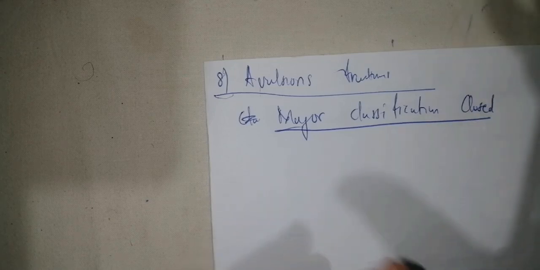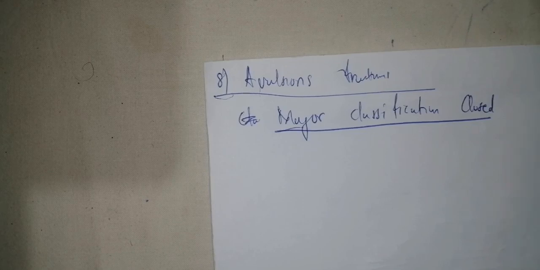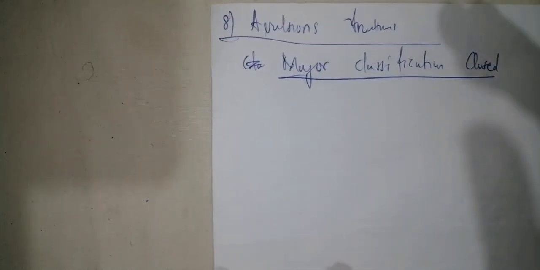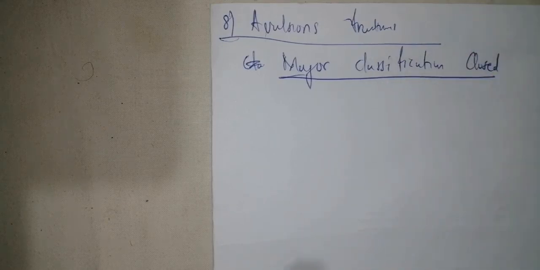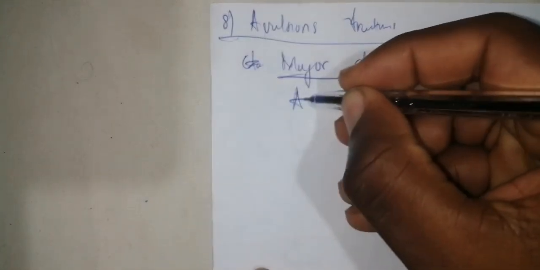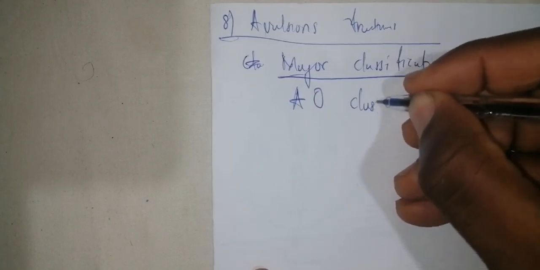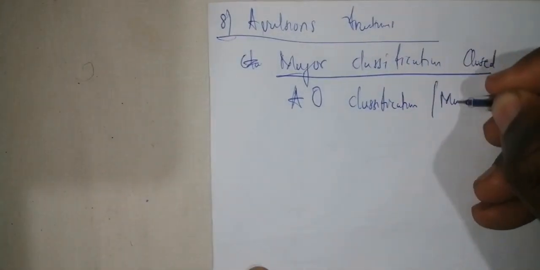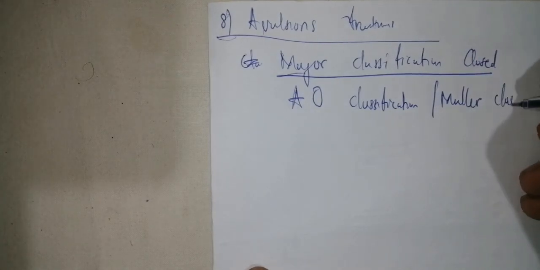But all those are going to be based on decision making for the management of the patient. But this one, the AO classification, is just the general classification of all closed fractures. So the general classification of all closed fractures is the AO classification, and it is also called the Mueller classification.